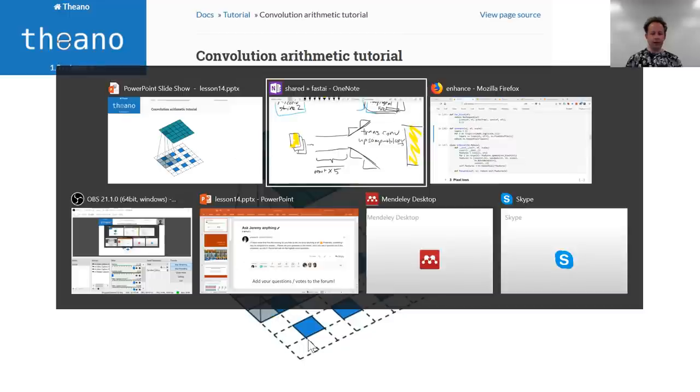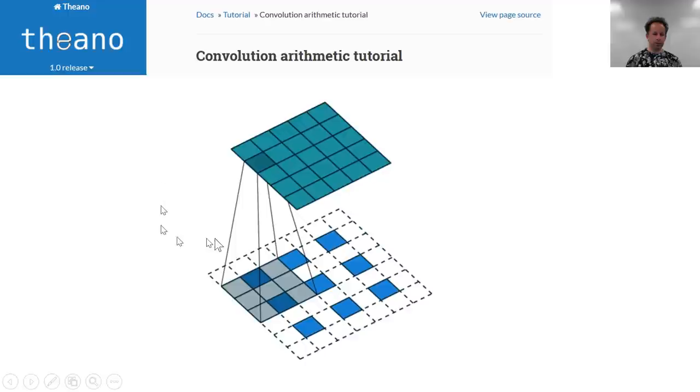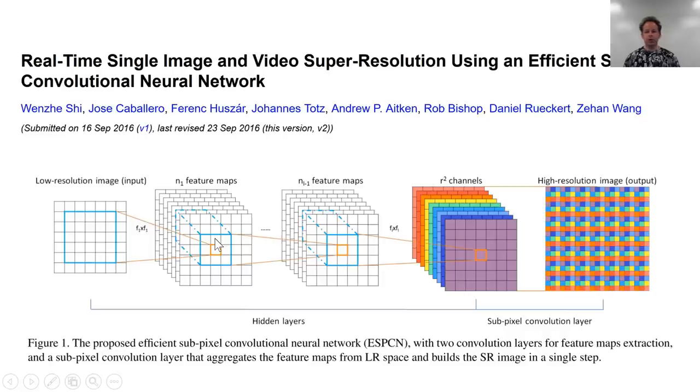So instead, we're going to do the pixel shuffle. The pixel shuffle is an operation in this subpixel convolutional neural network. It's a little bit mind-bending, but it's kind of fascinating. And so we start with our input.